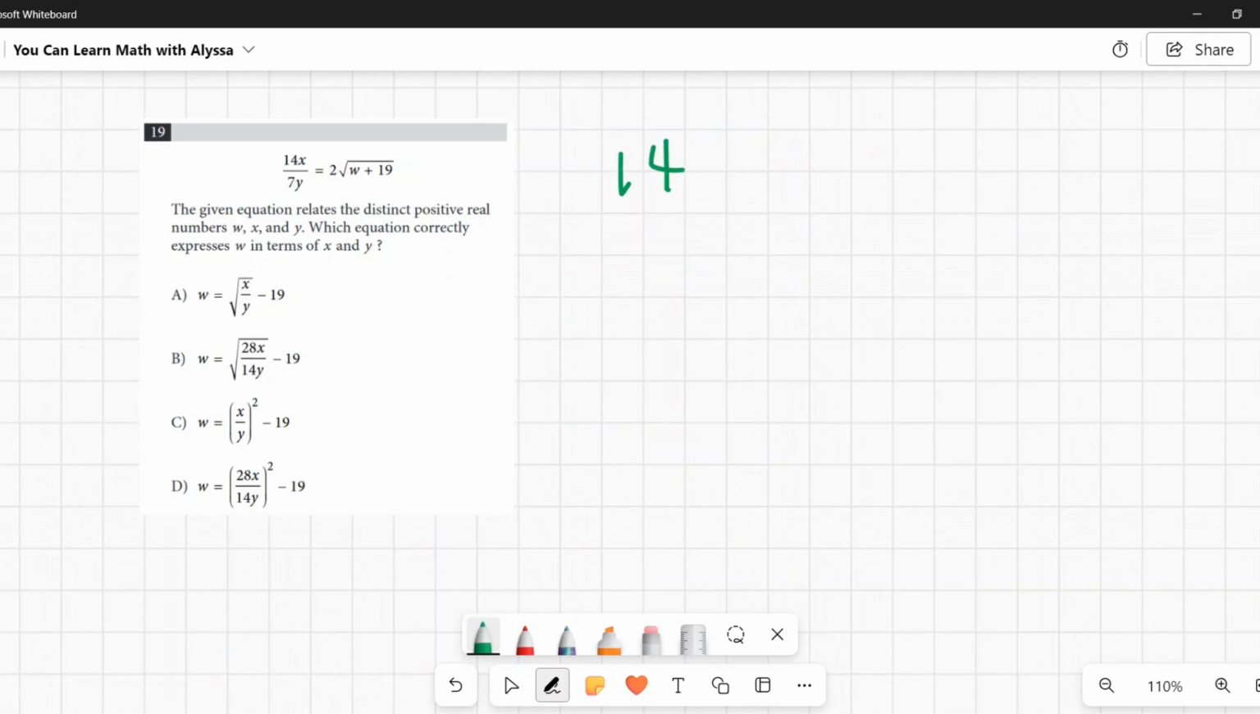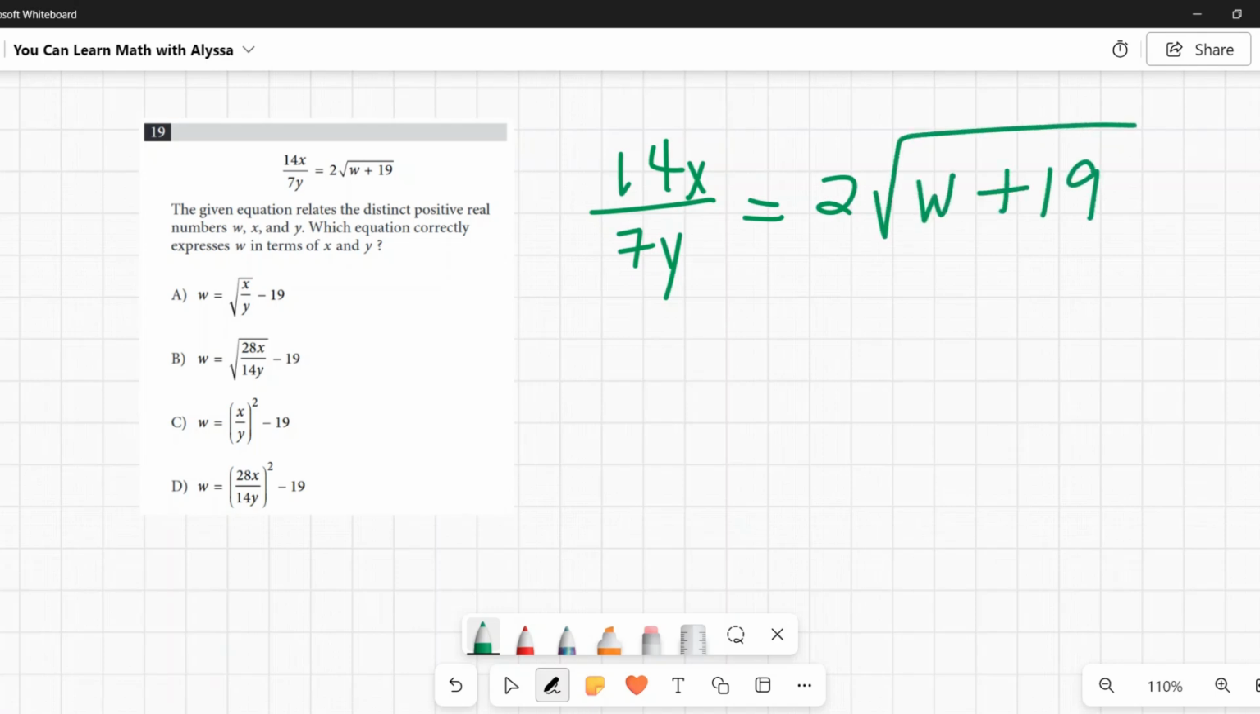All right, so we're starting with 14x over 7y equals 2 times the square root of w plus 19. Always start on the side that has the variable you want to end with. In this case, we want to express w in terms of x and y. So we're going to start over here. We're going to start getting rid of things, undoing what's been done to w. First, it's being multiplied by 2, so we're going to do the opposite of that. We're going to divide by 2.